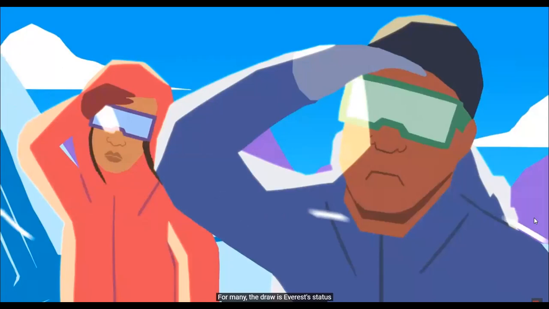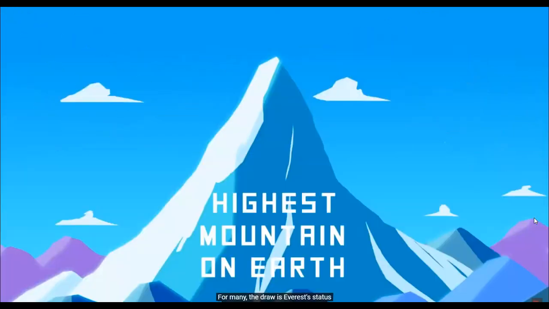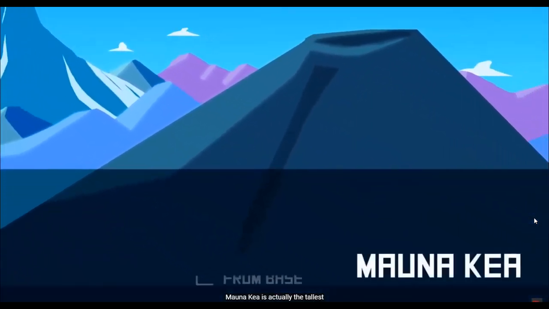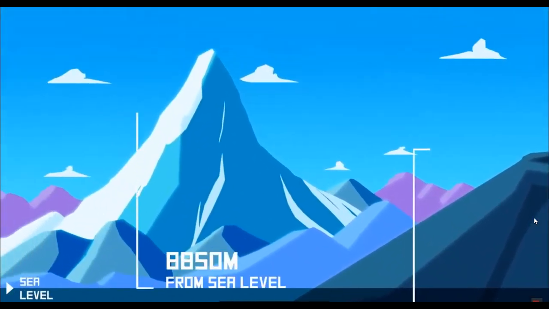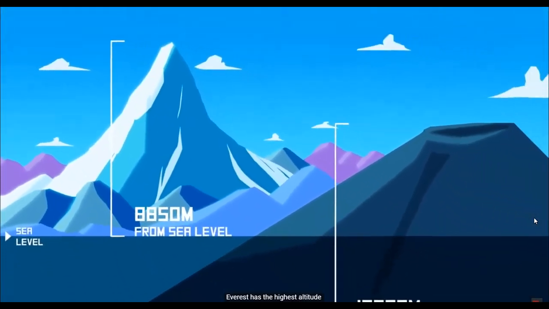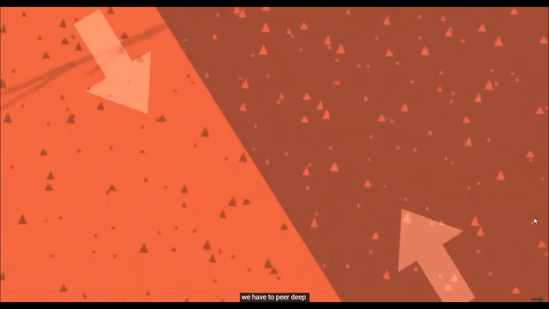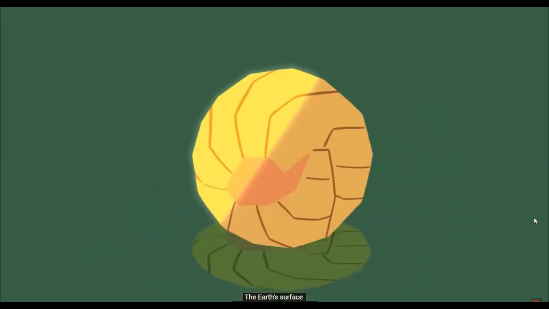For many, the draw is Everest's status as the highest mountain on Earth. There's an important distinction to make here. Mauna Kea is actually the tallest from base to summit, but at 8,850 meters above sea level, Everest has the highest altitude on the planet. To understand how this towering formation was born, we have to peer deep into our planet's crust, where continental plates collide. The Earth's surface is like an armadillo's armor.